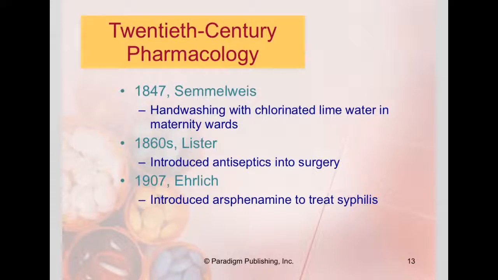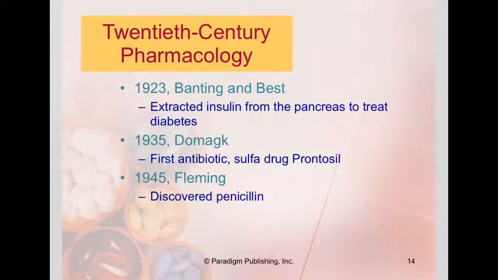Ehrlich introduced the arsphenamine to treat syphilis. It was the first agent used to treat an infectious disease. In 1923, Banting and Best got together and extracted insulin from the pancreas to treat diabetes. Next was Domagk. In 1935, he created the first antibiotic, which was a sulfa drug called Prontosil.